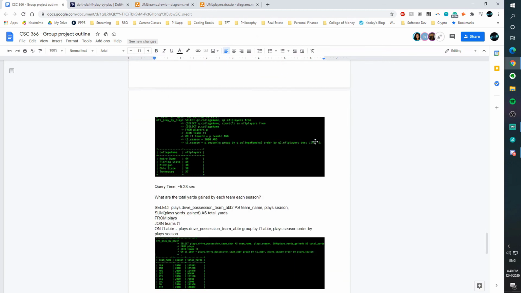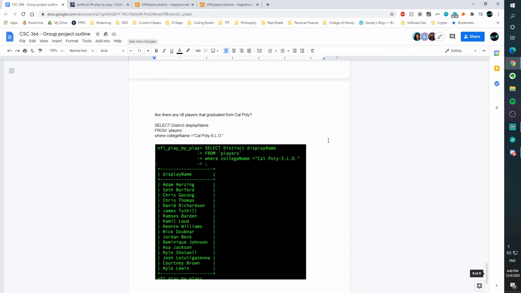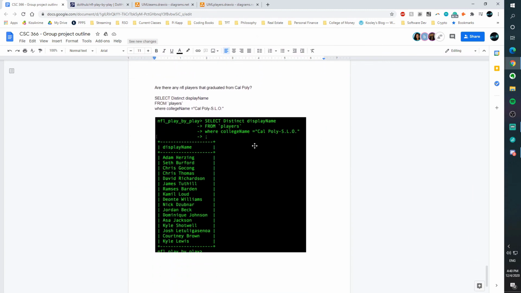Through this data, we were able to gather the fact that there are 17 players that played in the NFL that graduated from Cal Poly, as you can see from the data set that is on the screen.